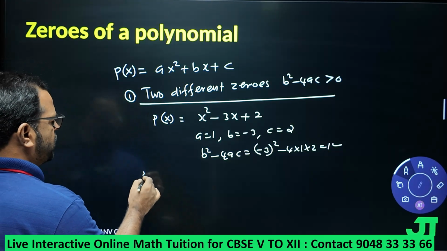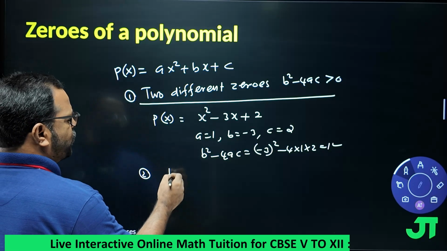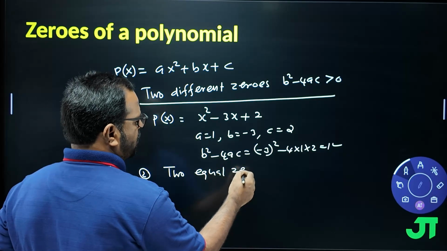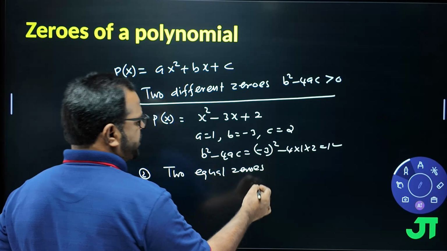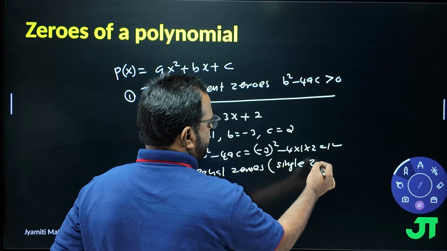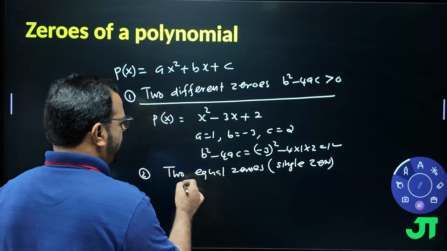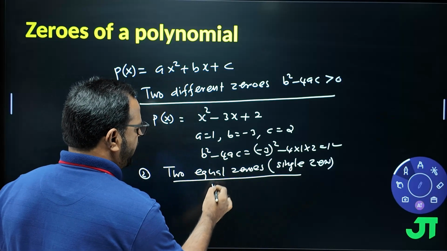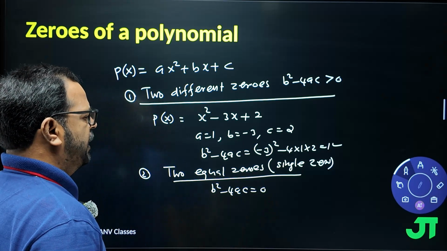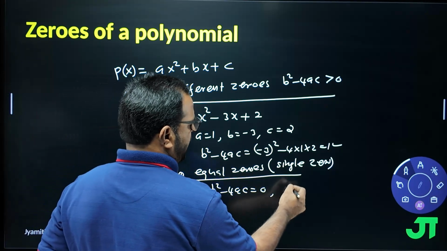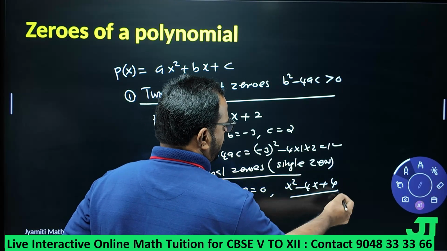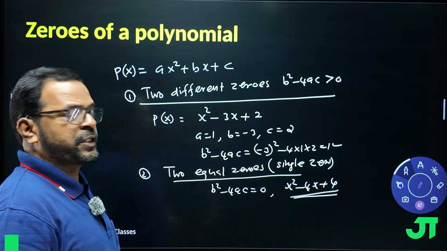The second one is two equal zeros, or simply we can say a single zero. Here, what is the condition? b square minus 4ac equal to 0. For example, x square minus 4x plus 4. The b square minus 4ac of this polynomial is 0.